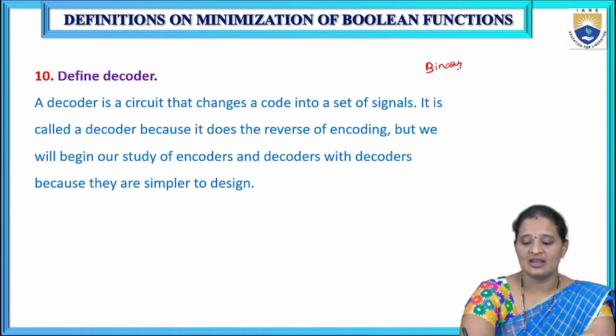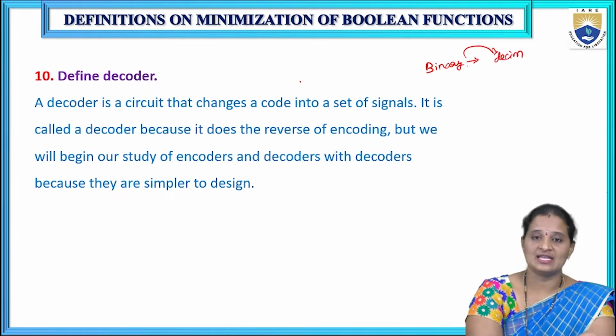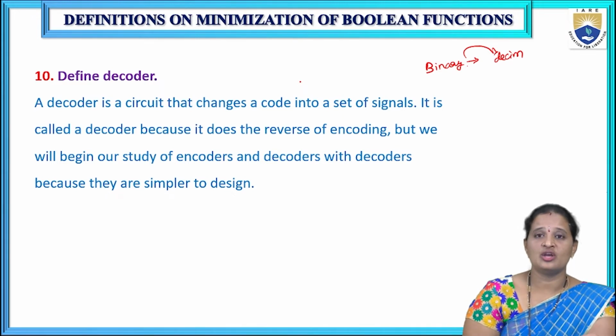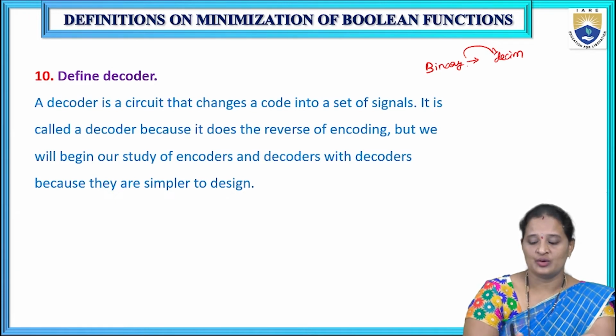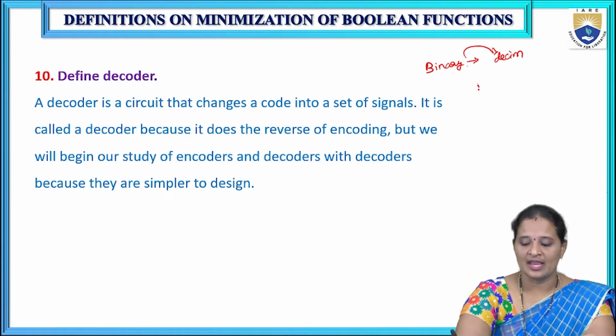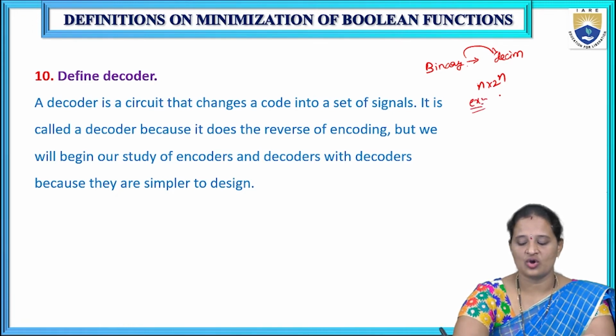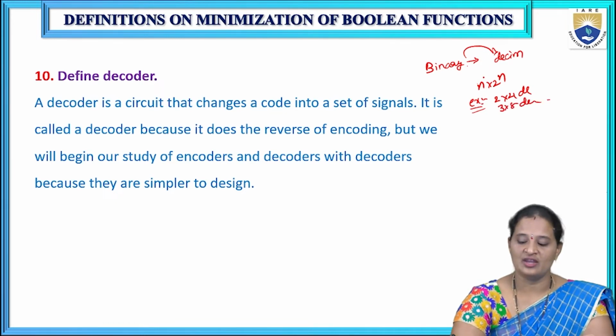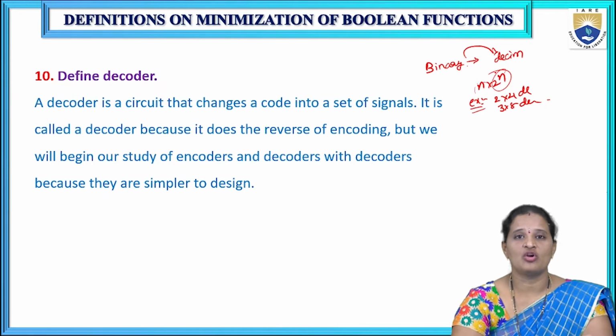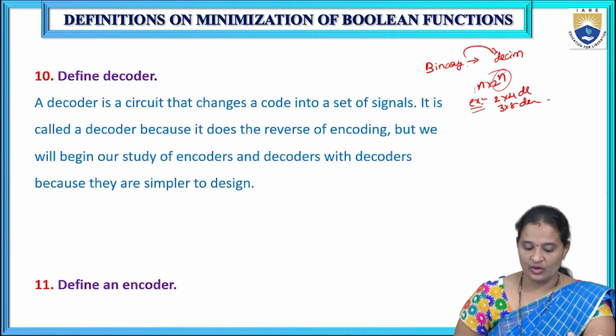So we can say that some of the binary data is going to be converted into decimal data. So we can say that a decoder is a combinational circuit which changes the binary data into decimal data and whose size is given by n by 2 power n. Examples of these are the 2 to 4 decoder and the 3 to 8 decoder and so on, where we have n input lines and 2 power n output lines. So this is a decoder circuit.